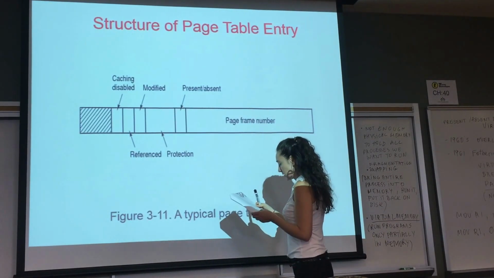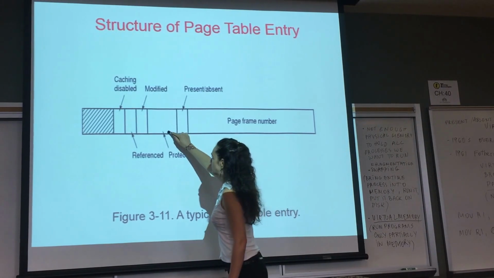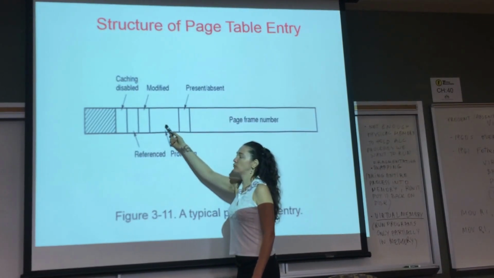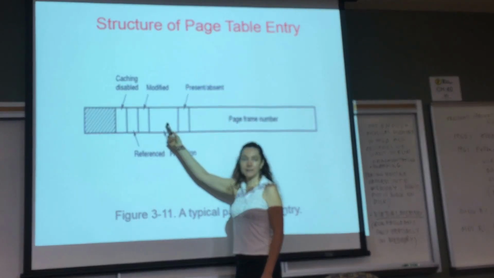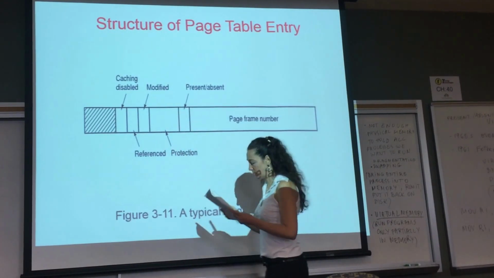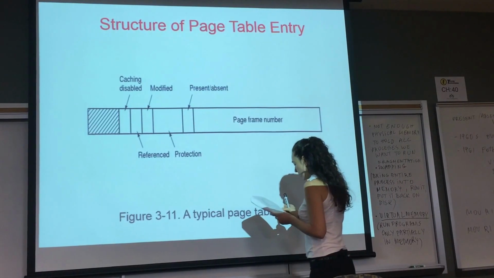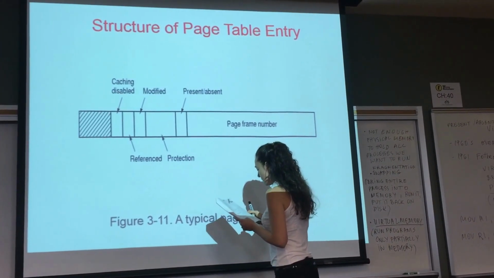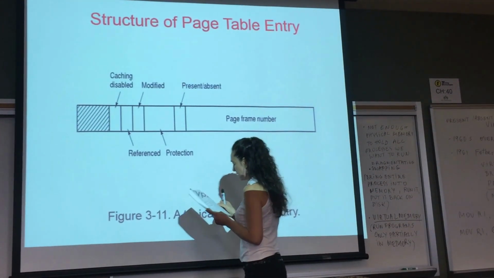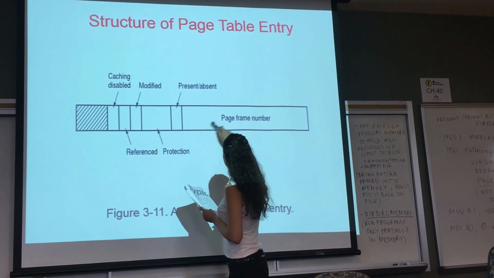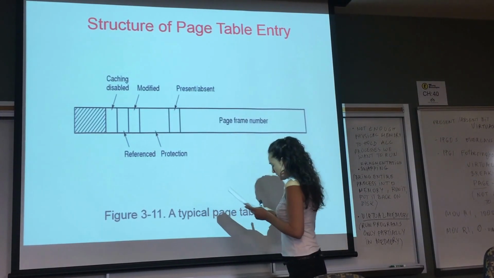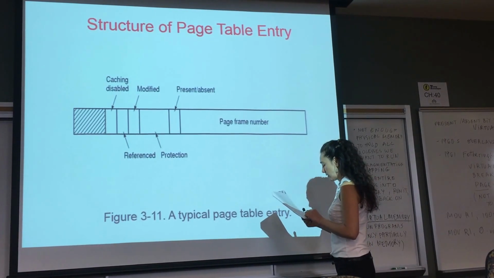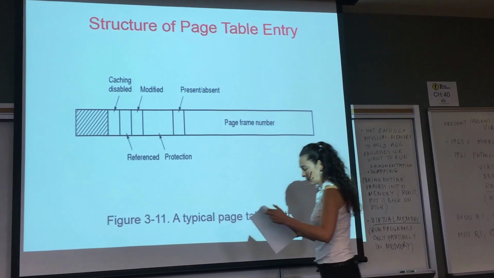Then we have some protection bits. This is read and write protection: whether a program is allowed to read only, or if it can write to this page, to this memory. And then we have the page frame number. The page frame number is copied into the high order 3 bits of the output register. And then they will form a 15-bit physical address which is put out on the memory bus.